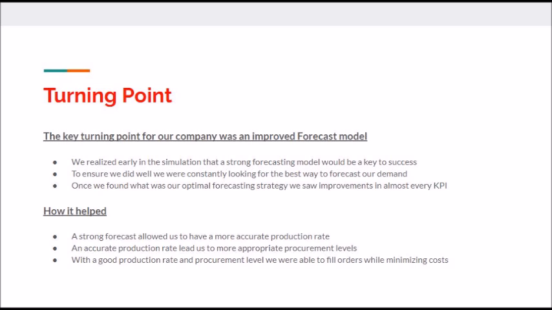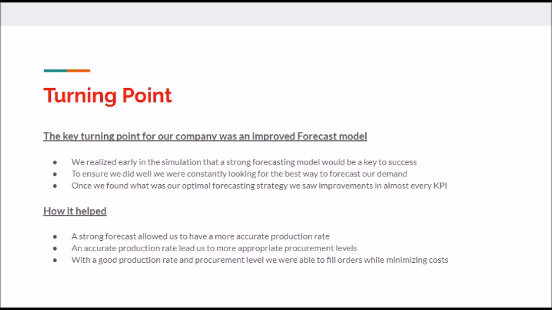I'm going to talk about our turning point. We decided that our key turning point was when we decided to constantly improve our forecasting method. We realized early on that many of our decisions were reliant on a good forecasting accuracy. With a good forecast, we can have an appropriate level of production and allow ourselves to fill our orders. From knowing our production numbers, we can make correct procurement and transportation decisions so we do not underpurchase and our shipment levels are appropriate. Throughout the simulation, we used 3 different models.